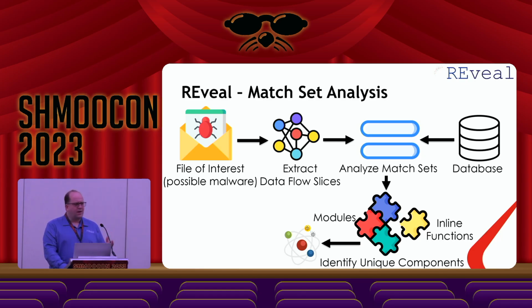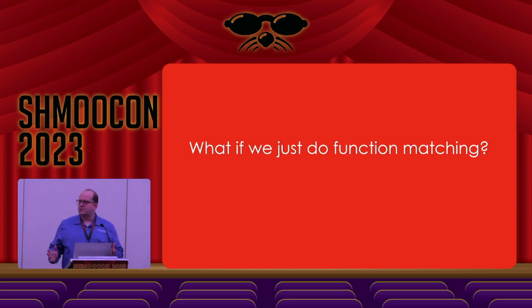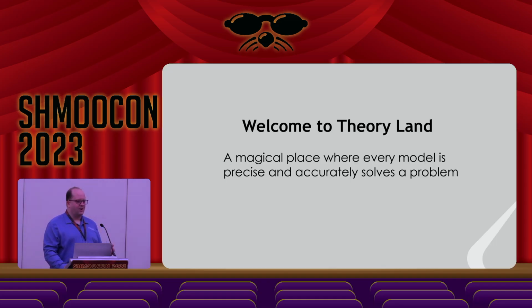So why hasn't this been done before? What if we just do function matching? This is a hard problem, and I'll get into why it's a hard problem. You have to go to this magical place called Theoryland. Theoryland is a magical place where things like 2 + 2 = 4 is true, and you're not encumbered by actual things like you're counting 2 cats or 2 seconds. It's just a theoretical place where everything is perfect, as long as you have the formulas for it.